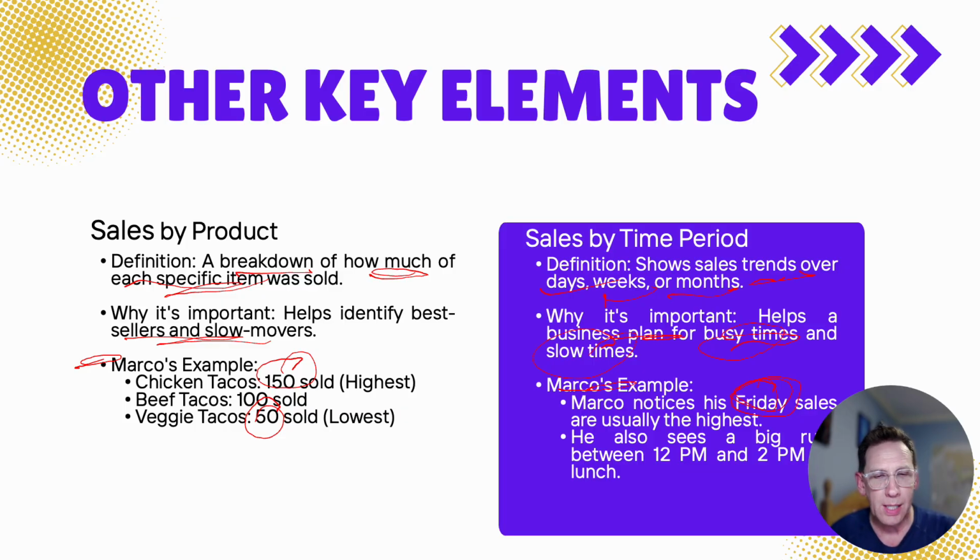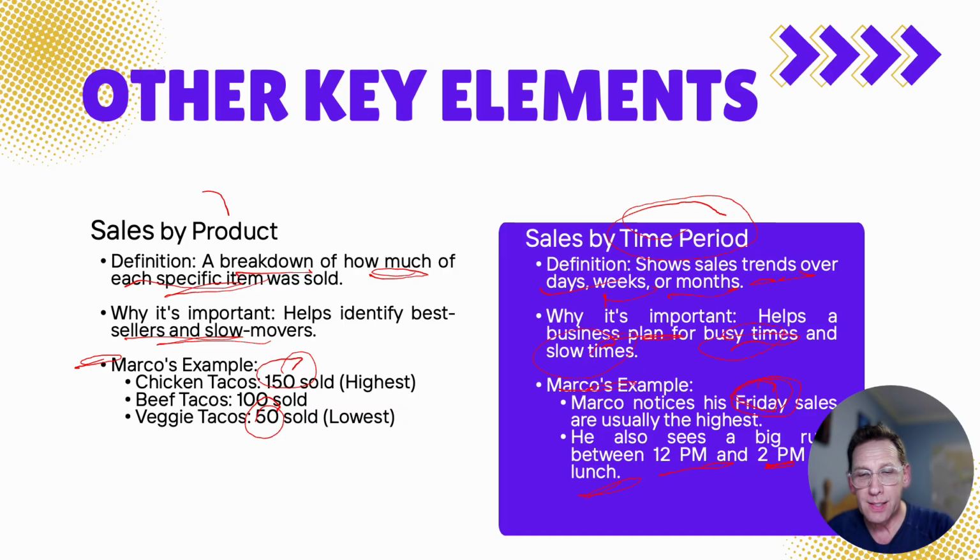Because he's looking at the time period, he can also see that he sells the most between 12 and 2. That's his lunch rush. That's when he gets the most business. So his busiest day is Friday, and his busiest time is 12 to 2 during the lunch rush.